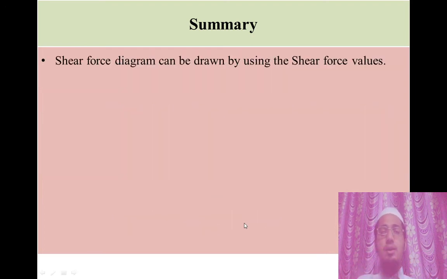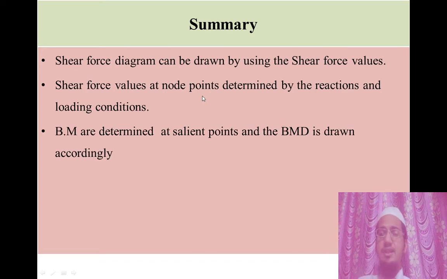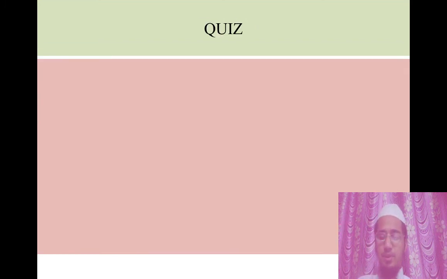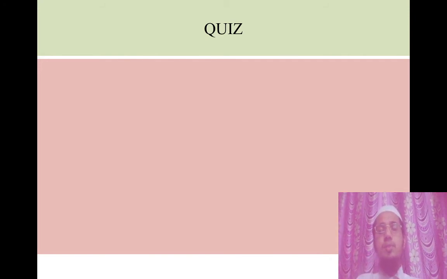Also we have seen how to draw shear force diagram, which can be drawn by using shear force values, and we have calculated shear force values at node points, which is determined by the reactions and loading conditions, and also bending moments are determined at salient points, that is at point of contraflexure, at supports, at point loads, etc., and we have drawn the bending moment diagram accordingly. So let's have a quiz. Hope you can answer.